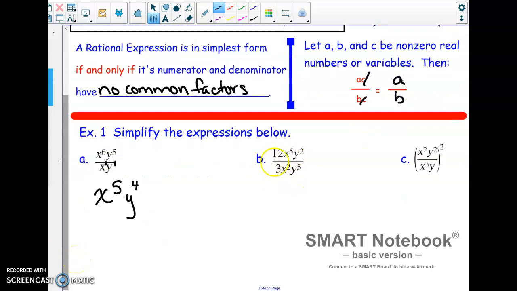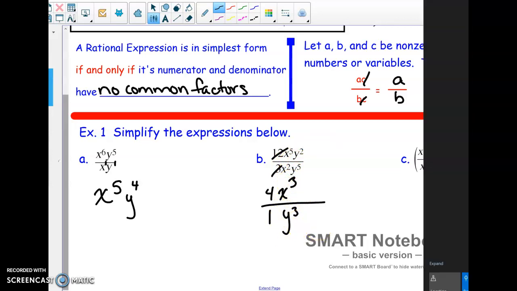Okay, we're going to do the same thing for b. We're going to first eliminate our common factor. And 12 and 3 are divisible by each other, so 12 divided by 3 is 4, 3 divided by 3 is 1. Subtract those exponents. X to the 5th will be x cubed, and then y squared divided by y to the 5th. Remember, it's bigger in the denominator, so y to the 3rd power is going to stay in that denominator.